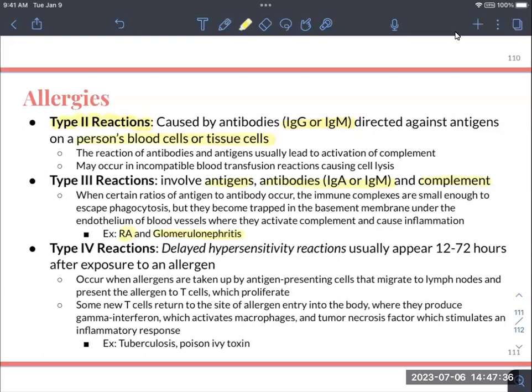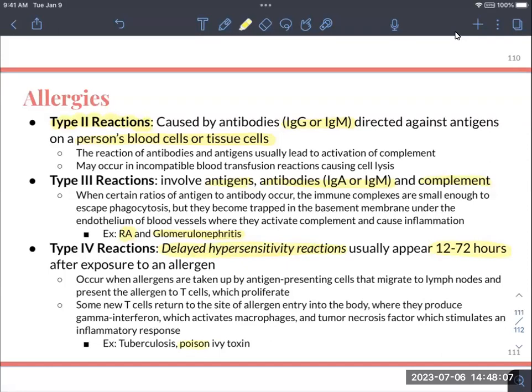Type 4 is a delayed hypersensitivity. So people experience different reactions, but it takes 12 to 72 hours for that reaction to happen. This is the time when people don't always realize that they're having an allergic reaction to something because it could have been something that happened 3 days before that is causing this reaction to happen.